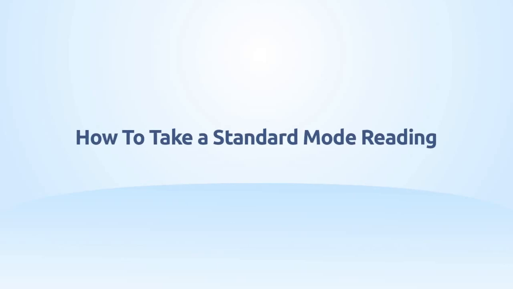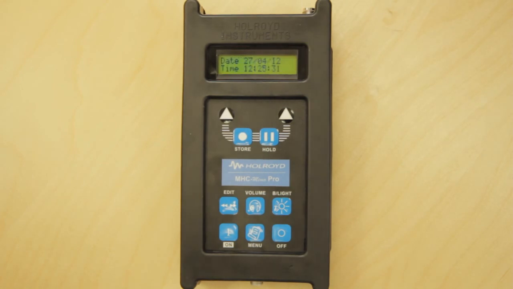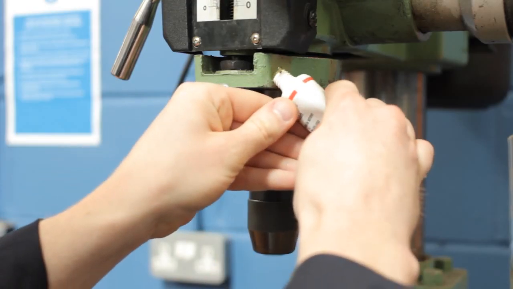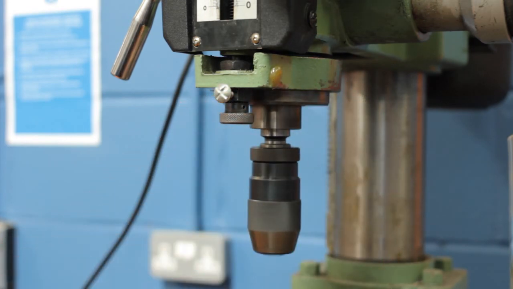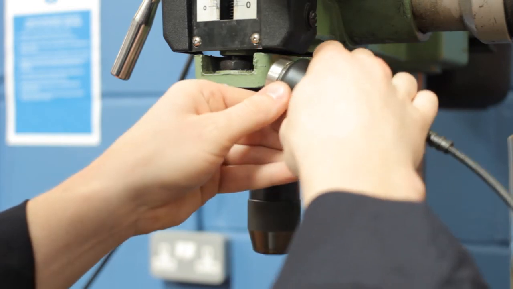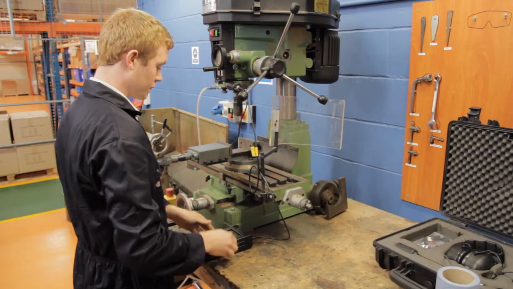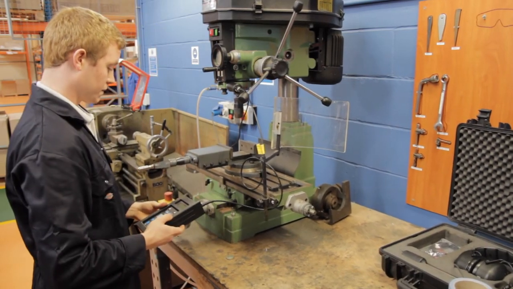How to take a standard mode reading. To take a measurement, turn the MHC Memo Pro on and wait for the display to read 0. This usually takes just a few seconds. Apply a small amount of grease to the measurement point to ensure a good audio coupling. Carefully place the sensor on the measurement point at 45 degrees and, using a rolling action, flatten the sensor onto the test pad or location. Twist the sensor slightly to ensure a good coupling is achieved.